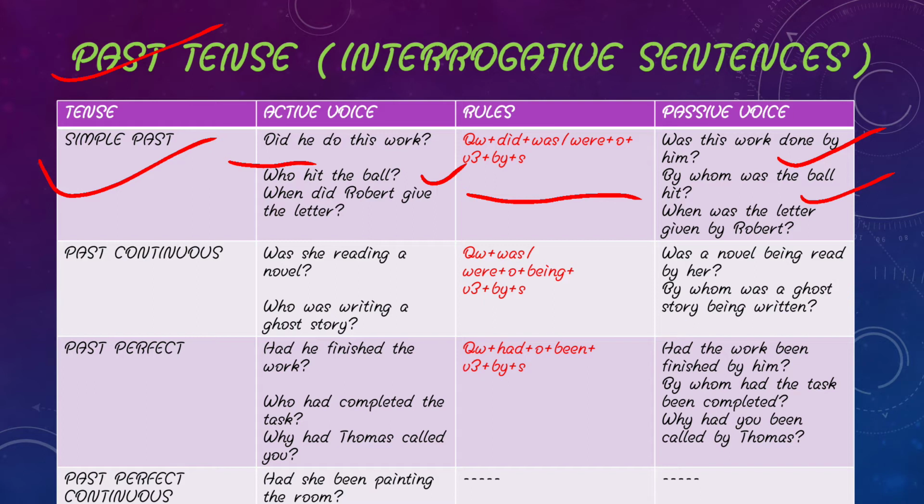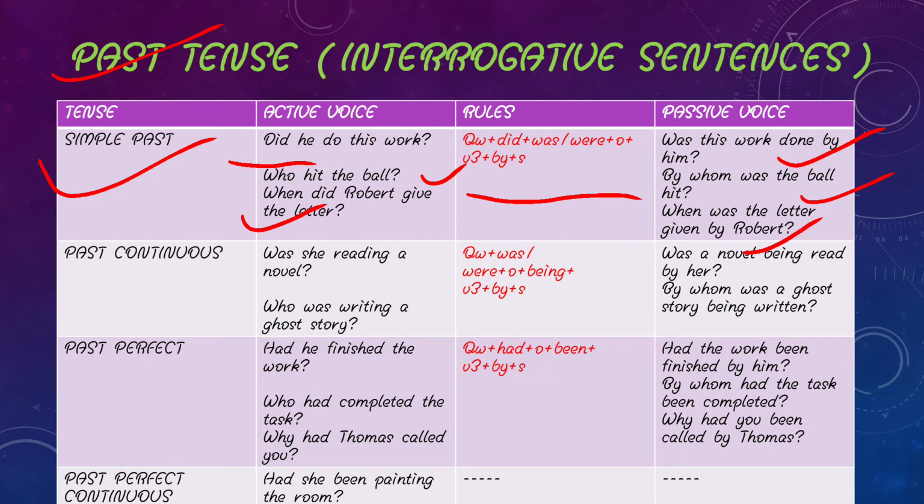Let's move into the third sentence: When did Robert give the letter? Here also we need to follow the same rule, and again this sentence is starting with a question word. As I said, when the sentence begins with a question word in the active voice, we have to use the question word when we change into passive voice also. So the sentence will become: When was the letter given by Robert?